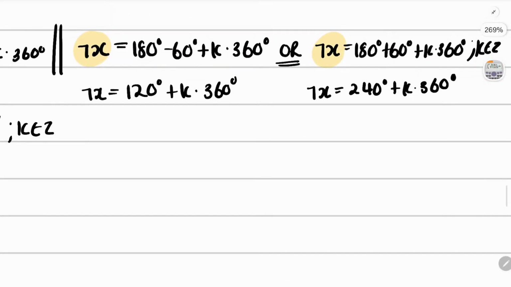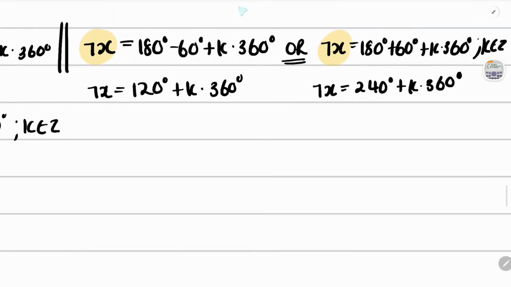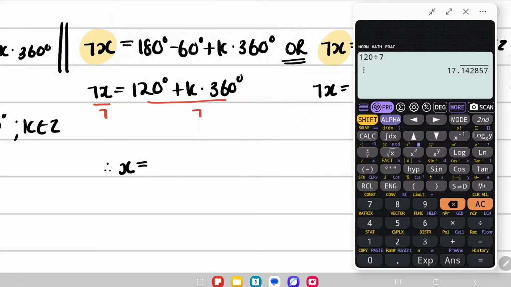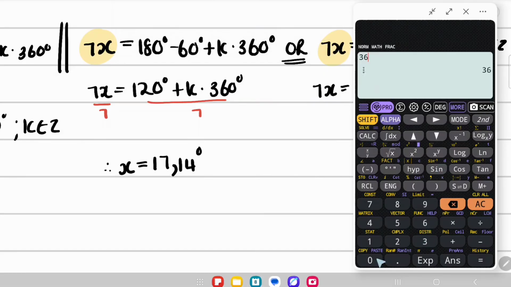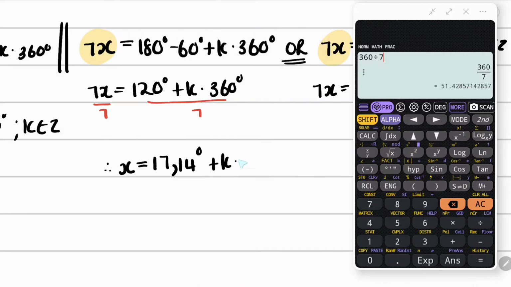Okay, so now we can just continue here. Let's focus on these ones. When you divide both sides by 7, let's see what we get. Remember, don't forget to divide that by 7 as well. So x would be equal to, and let's find out what that would be. 120 divided by 7 is 17.14 degrees. And then 360 divided by 7 is 51 point, so plus k of, we can leave it like this, 360 degrees over 7. It's just easier to work with it like that.